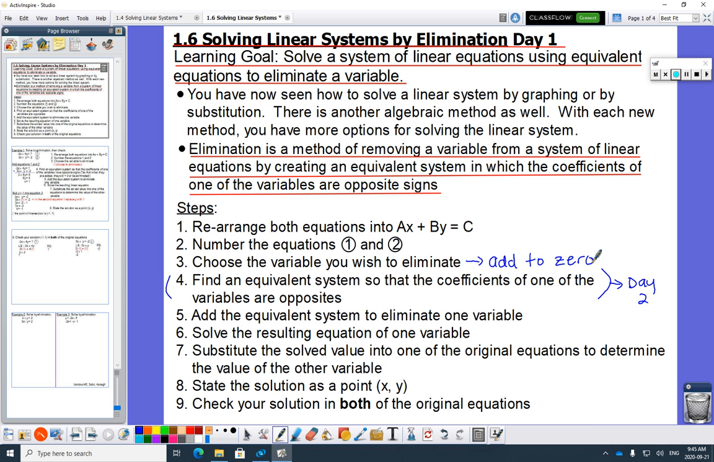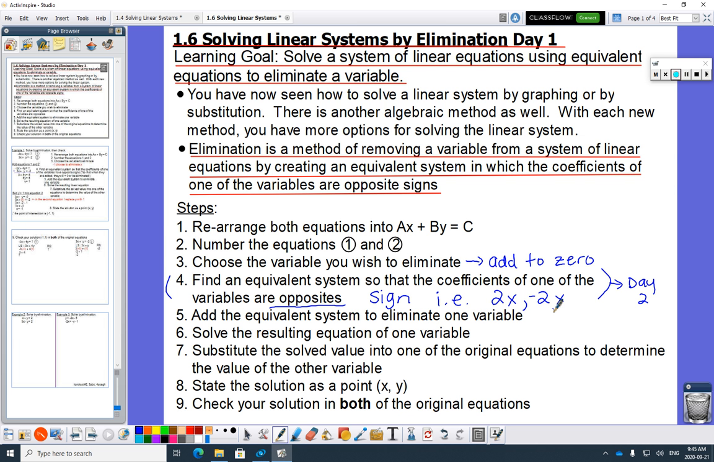So how do we add to 0? You have to have an opposite. And what does it mean by opposite? Opposite sign. Like 2x and negative 2x. When you add those together, you get 0, okay?